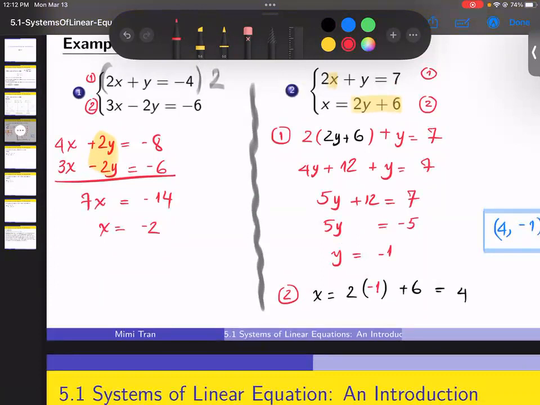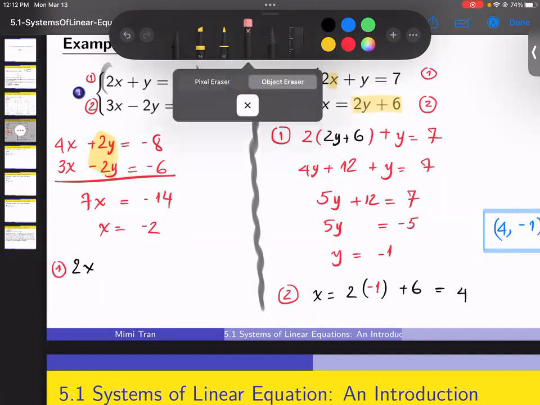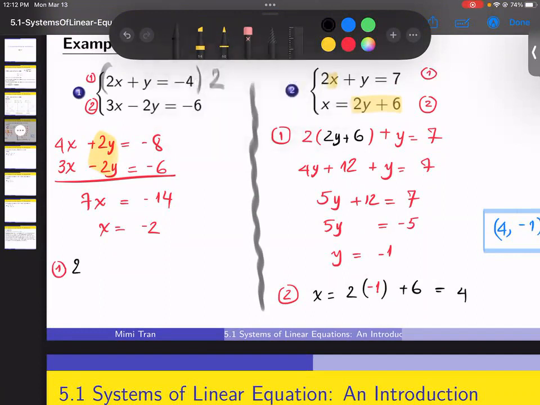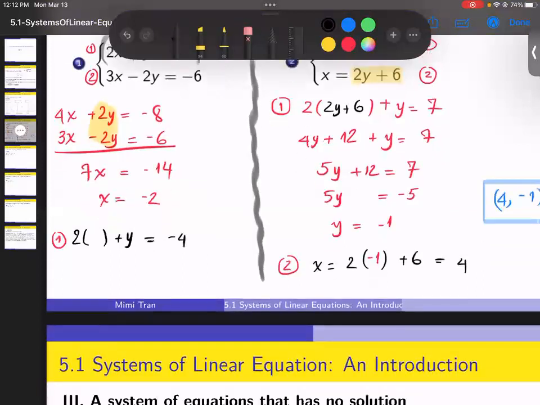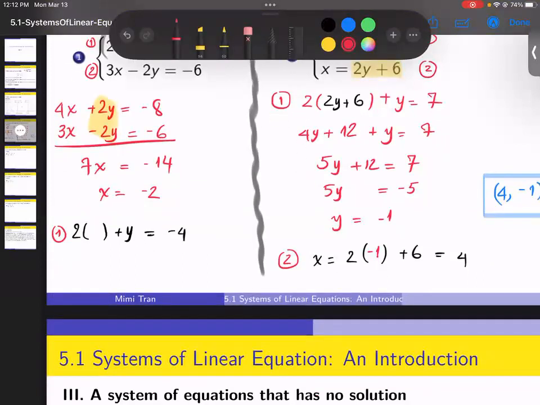You can plug x equals -2 into one of those two equations. I'll pick the first one because it looks simpler. x is -2, y is 0.